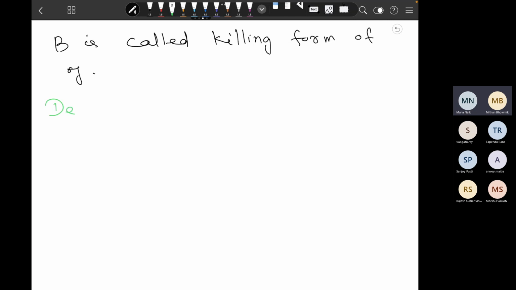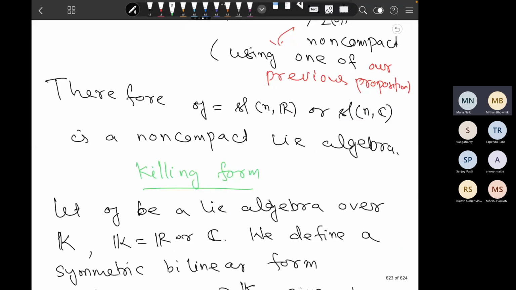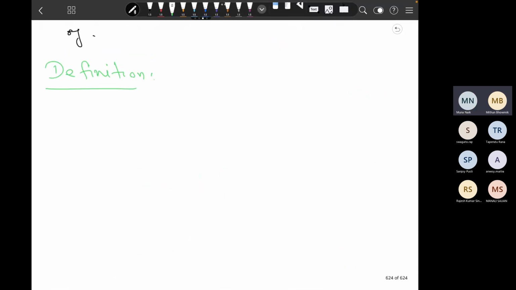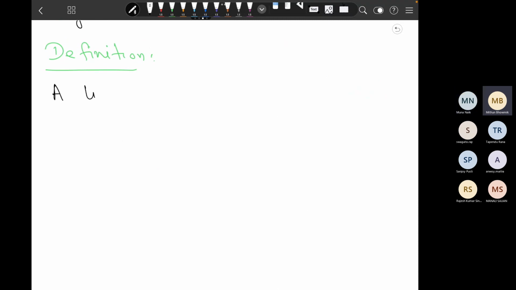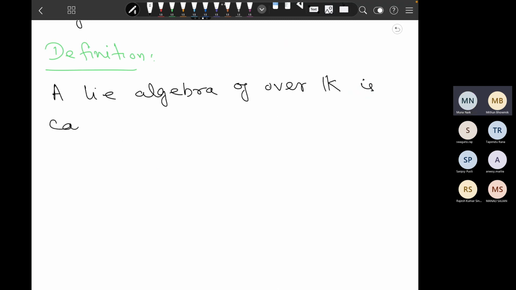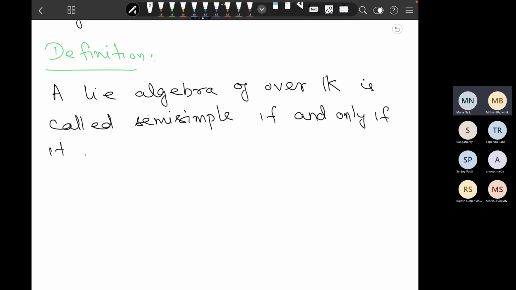Now, a definition. Remember, G is a Lie algebra over K, where K is R or C. I am not assuming that G is only a Lie algebra over R. A Lie algebra G over K is called semi-simple if and only if it satisfies one of the following equivalent conditions.